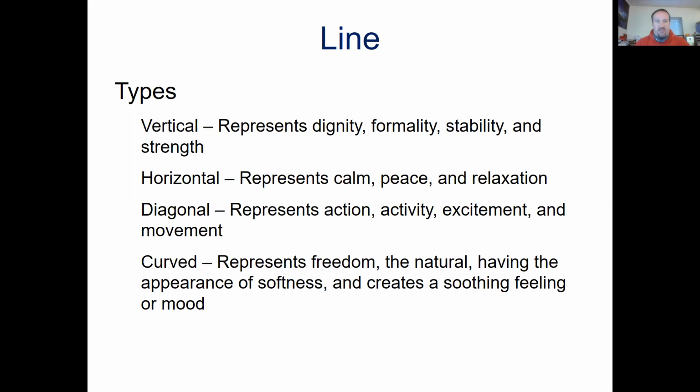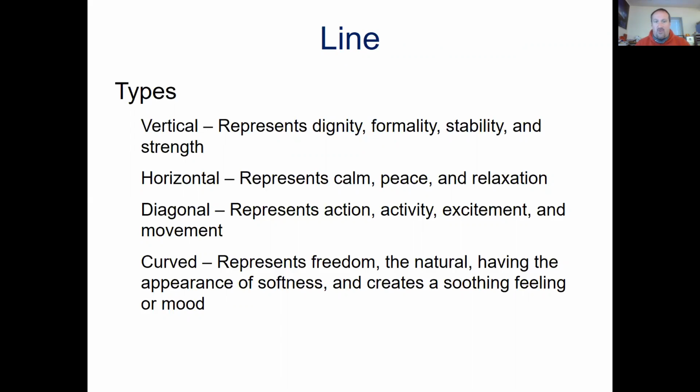Now, with lines, we actually have 4 different types of lines. We have vertical lines that represent dignity, formality, stability, and strength. Horizontal lines represent calm, peace, and relaxation. Diagonal lines represent action, activity, excitement, and movement. And then curved lines represent freedom, natural being, having the appearance of softness, and it creates a soothing feeling or mood.